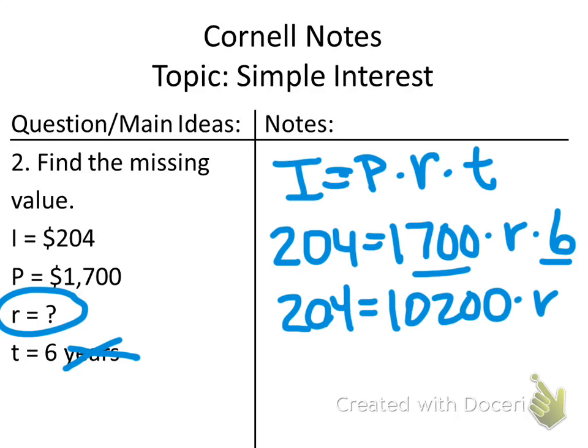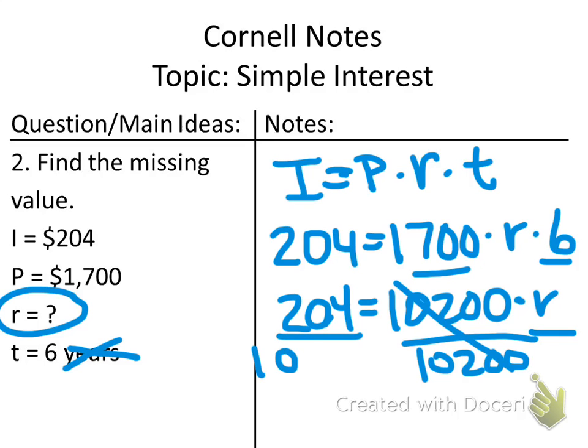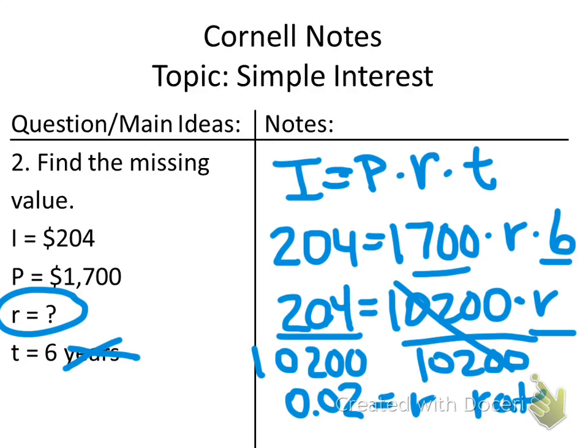Now I want to isolate the variable R. So I need to divide out 10,200. I'm dividing because that's the opposite of multiplying. And whatever I do to one side of the equation, I have to do to the other. So I find that my rate is 0.02, which when I change the decimal to percent, the rate is 2%.